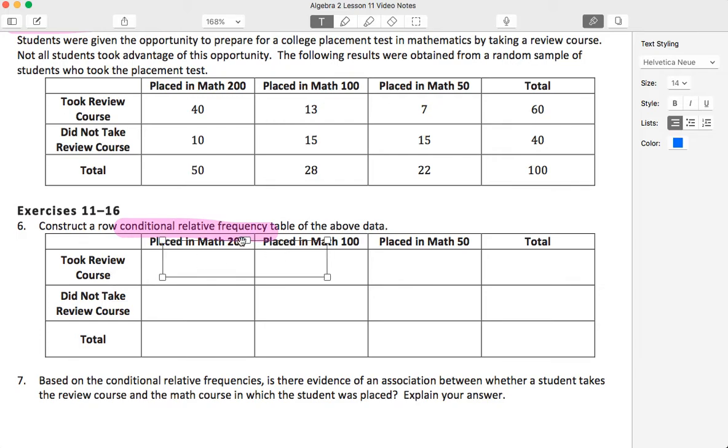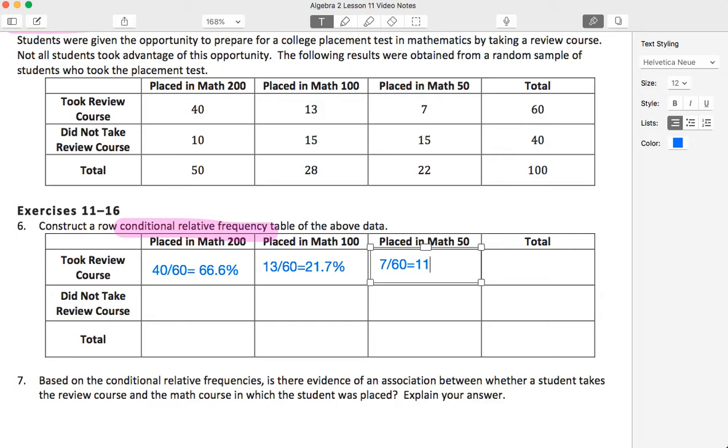So in this case, it would be, let's see, 40 divided by 60, which is equal to 66.6%, right? Math 100 would be 13 divided by 60, which is equal to 21.7%. Then we have 7 divided by 60, which is going to equal 11.7%.